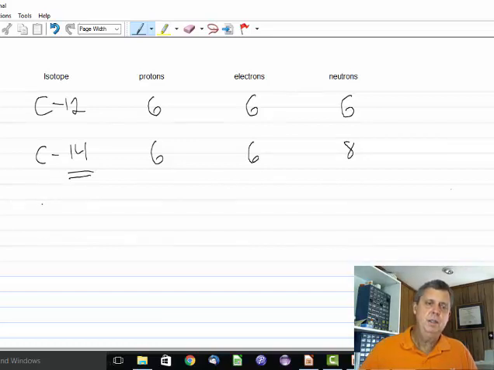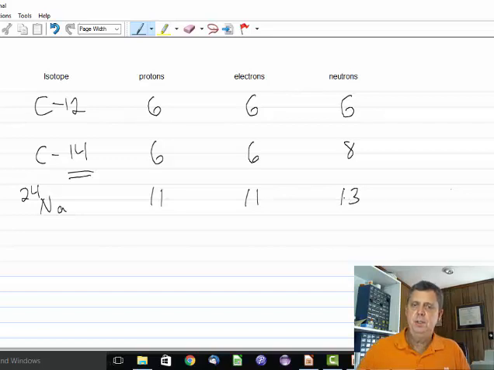Something like, let's say, sodium, I'll write this way instead, sodium 24. Look in the periodic table, you'll find sodium has atomic number of 11, which means it has 11 protons. Since it's a neutral atom, it has to have 11 electrons also, and therefore it has to have 13 neutrons.